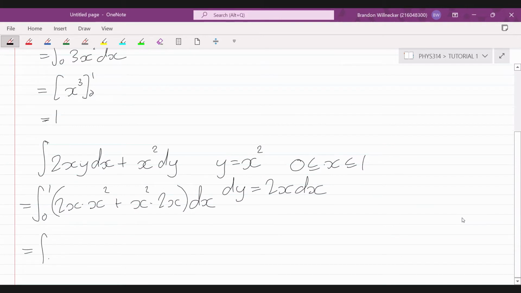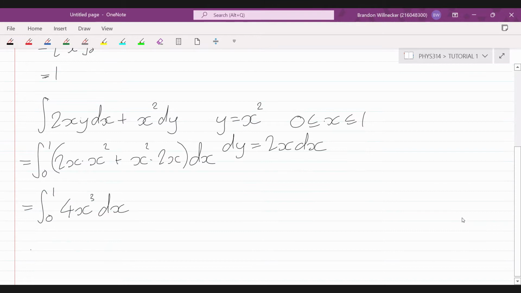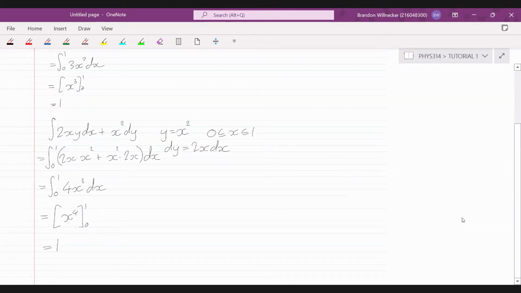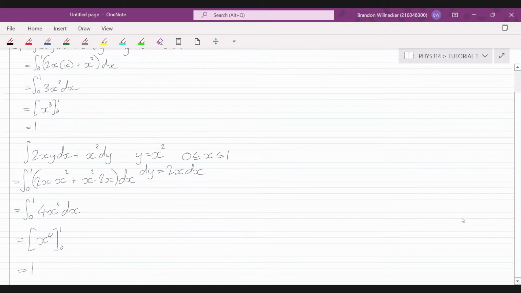Okay, so that's the integral from 0 to 1 of 2x cubed plus 2x cubed, so that's going to be 4x cubed dx. Okay, that will be x to the 4 from 0 to 1, and that's just 1. As expected, because we know that this is exact, so both paths should give us the same answer.